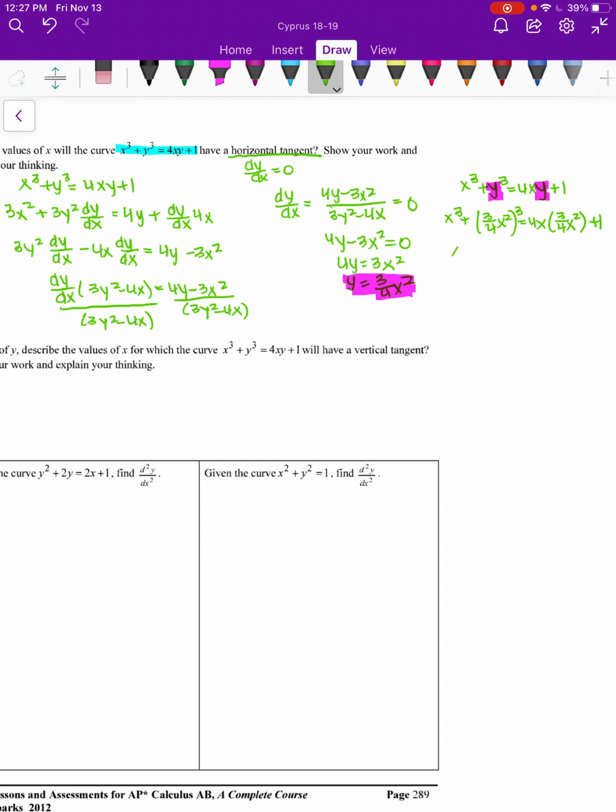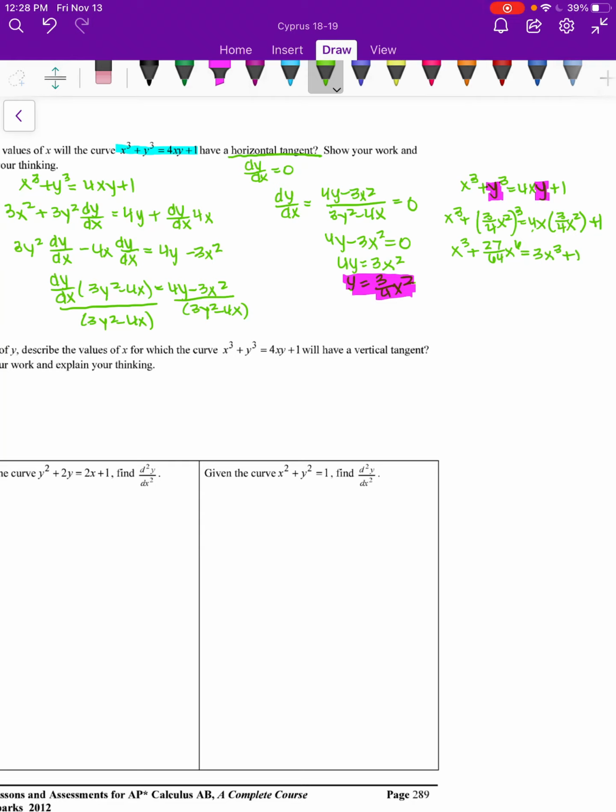Now I'm going to clean it up a whole bunch. We have x to the third plus 27/64 x to the sixth equals, we now have 3x to the third plus 1. That was our exponent rules. If you have an exponent to an exponent, you multiply them. That's how I got the 6. And then if you have an exponent times something with an exponent, you add the exponents. That's how I got x to the third on the right side.